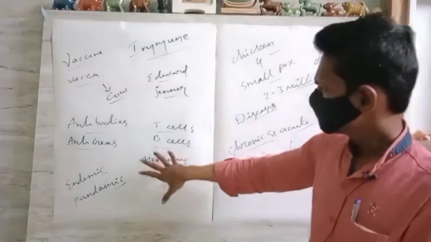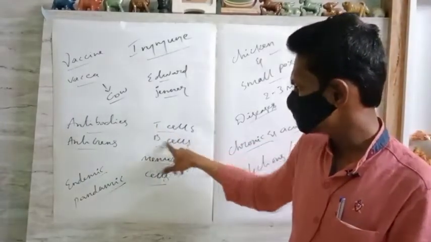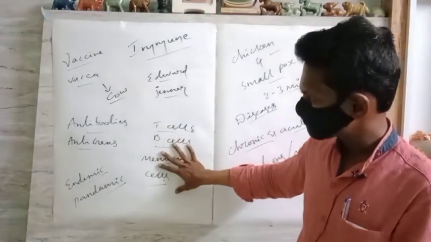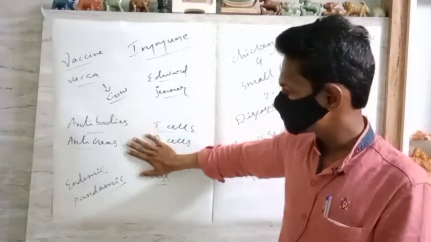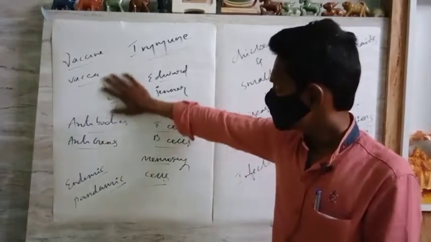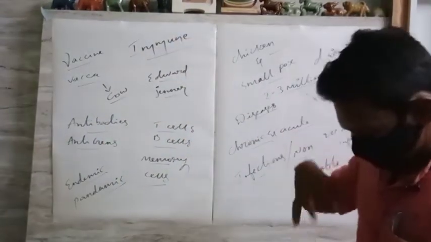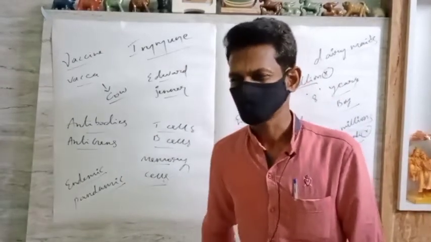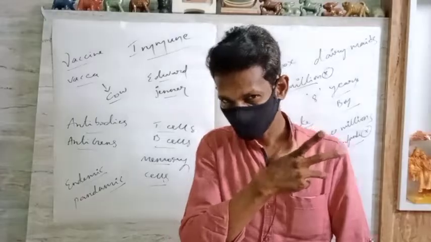In our body, the major cells are called T cells, B cells and memory cells. All these types of cells, under the control of antibodies, function against the antigens, and our immune system is perfectly maintained. The study of the immune system is known as immunology.